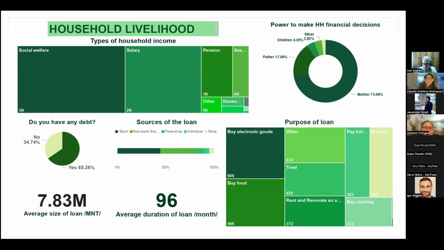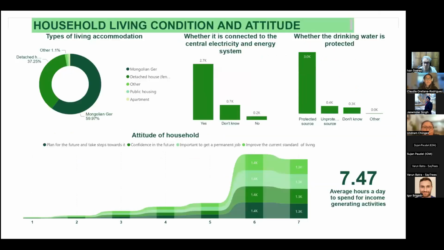From the second figure, we can see the household livelihood: their income, types of income, and financial decisions. Do they have any debt or loan? If they have, the sources, purpose of the loan, average size, and average duration of the loan. From the third one, we can see the living condition and attitude of the household: what kind of accommodation they are living in, whether they have protected drinking water, or are connected to the central heating system, and also their attitudes to improve their livelihood in the future.